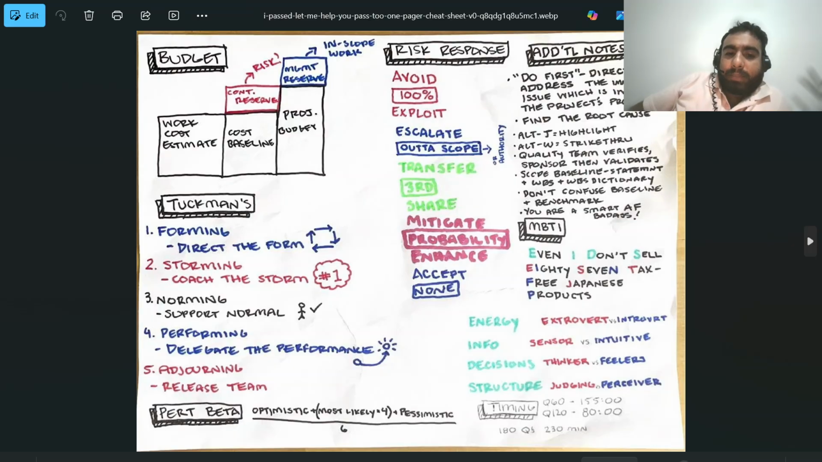Performing is when, after being normal, they will turn into a highly performing team, and at that time we have to delegate more work to them. Adjourning is the last stage where the work gets finished, and we will adjourn the team and release the team.